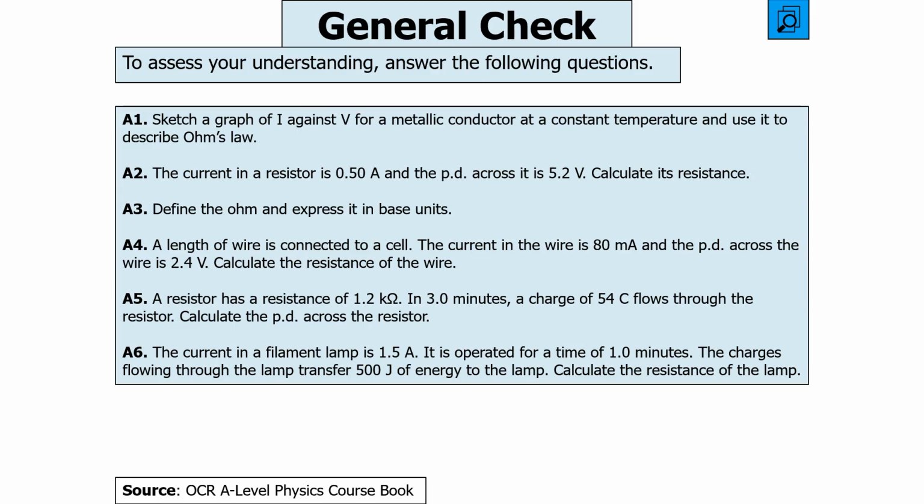Then a resistor has a resistance of 1.2 kilo ohms. In 3 minutes, a charge of 54 coulombs flows through the resistor. Calculate the potential difference across the resistor. Then finally, the current in a filament lamp is 1.5 amps. It is operated for a time of 1 minute. The charges flowing through the lamp transfer 500 joules of energy to the lamp. Calculate the resistance of the lamp. So pause the video now, then unpause the video when you want to go through your answer.